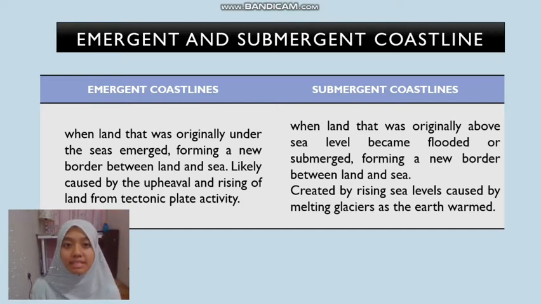Emergent coastline is a coastline where the land was originally underwater and then it emerged and formed a new border between land and sea. It is because of tectonic plate activities. Submergent coastline is the opposite of emergent, where the land was originally above sea level and then flooded and formed a new border between land and sea. It can also form because of melting glaciers.